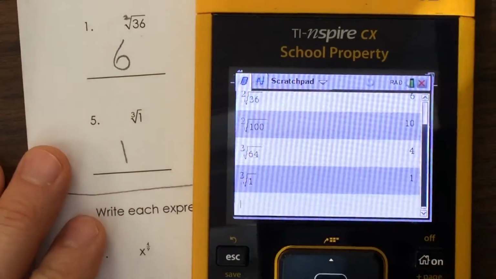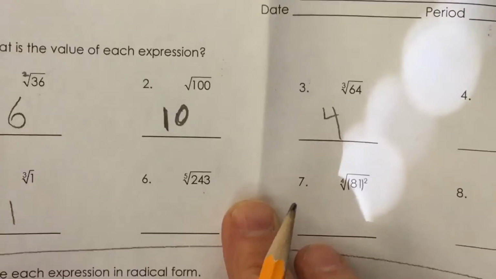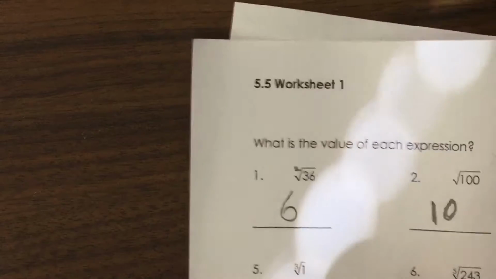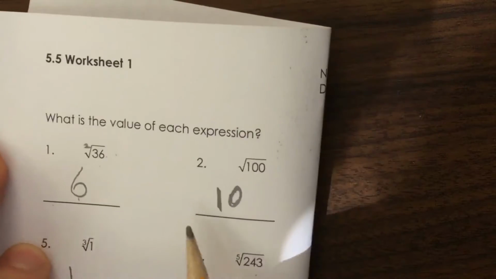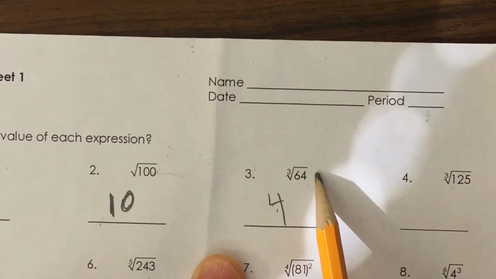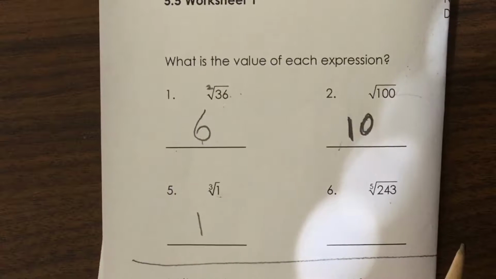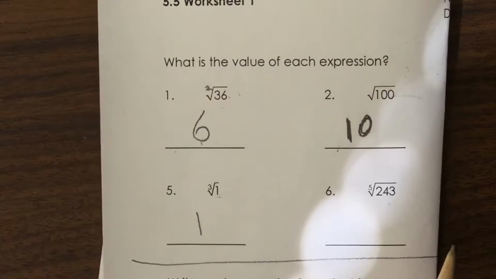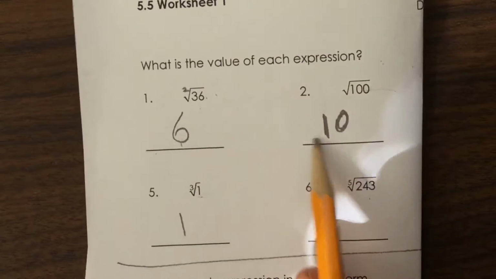Now, just to make sure you understand what these roots mean, it means if you work backwards, if I work backwards on number 1, 6 times 6 is 36. 6 squared is 36. Here, 10 squared is 100. Here, 4 times 4 times 4, or 4 to the third, is 64. That's when you go the other way. And here, 1 times 1 times 1 is 1. Okay, so these things that we're doing are basically like the opposites of exponents. 10 times 10 is 100. Well, the square root of 100 is 10.